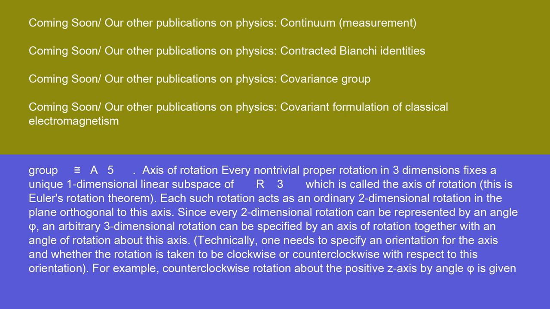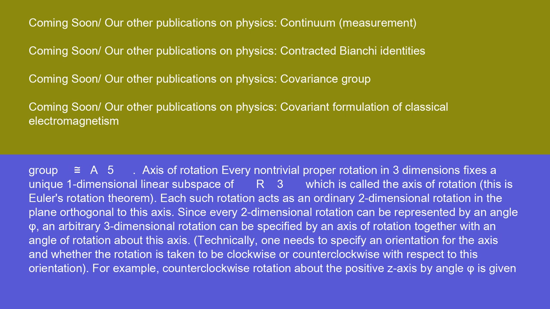Since every two-dimensional rotation can be represented by an angle phi, an arbitrary three-dimensional rotation can be specified by an axis of rotation together with an angle of rotation about this axis. Technically, one needs to specify an orientation for the axis and whether the rotation is taken to be clockwise or counterclockwise with respect to this orientation.